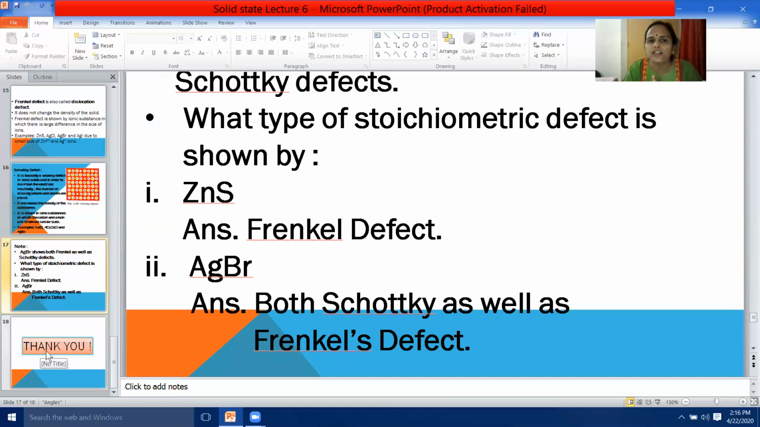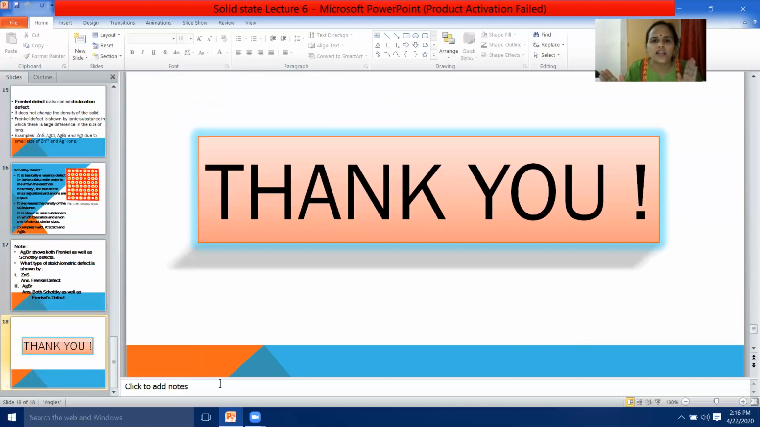I hope I am very clear with these Schottky as well as Frenkel defects. The four types of defect I dealt with: point defect is classified into three types, stoichiometric defect, impurity defect, and non-stoichiometric defect. I dealt with the first, stoichiometric defect, which was classified into four types. The first was vacancy defect, the second was interstitial defect, the third was Frenkel defect, and the fourth was Schottky defect.